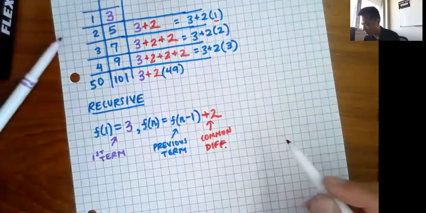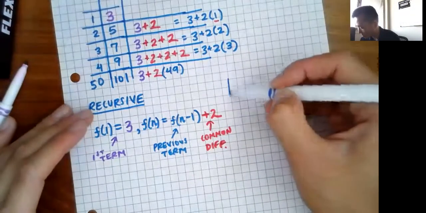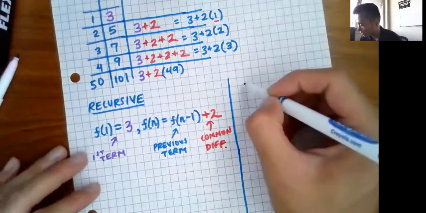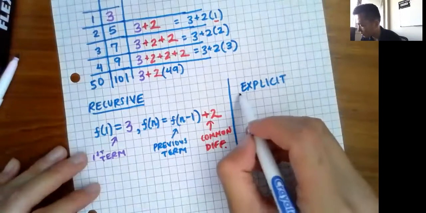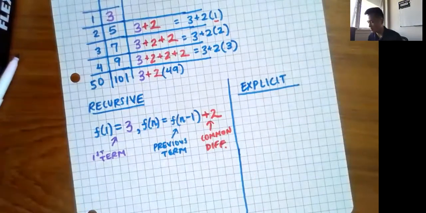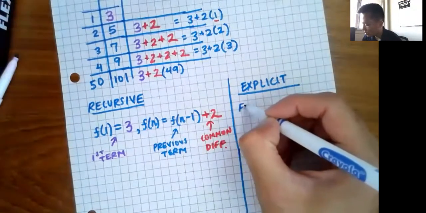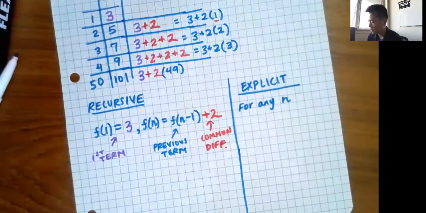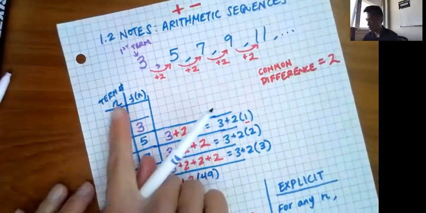That's recursive. The other way that you can write this function is using an explicit formula. So I'll draw a little border here. And let's say explicit formula, or an explicit equation. And you could think of this as for any n. Now remember, n was the term number.